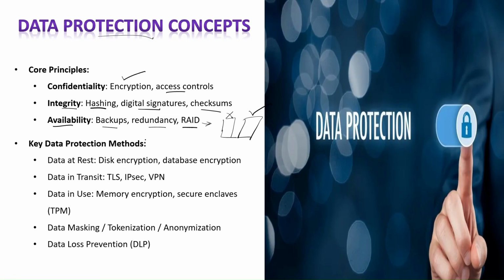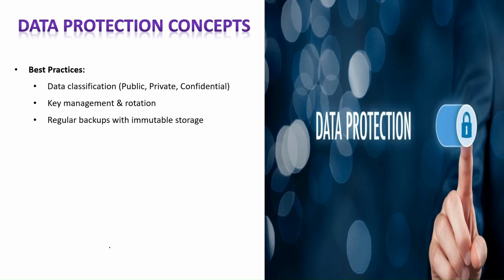What are some key data protection methods? As we studied, for data at rest we use disk encryption or database encryption. For data in transit we use TLS, IPsec, and VPN. For data in use we use memory encryption and secure enclaves such as TPM. We also use practices such as data masking, tokenization, and anonymization, and we use tools such as data loss prevention to prevent data exfiltration outside the organization.